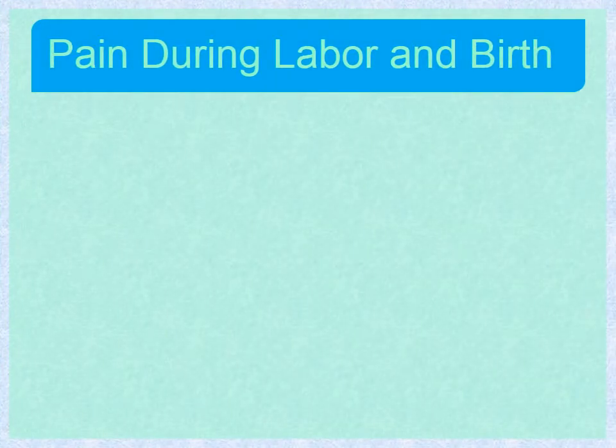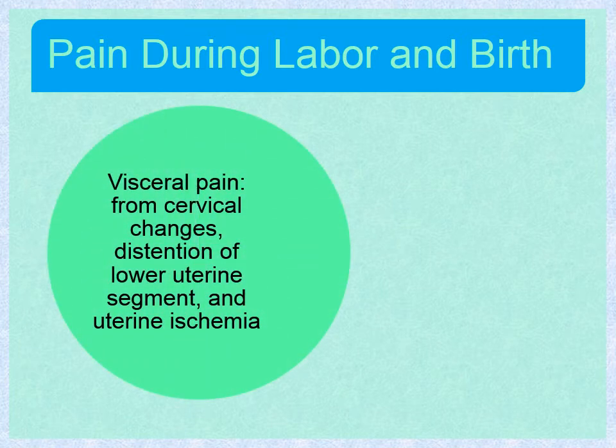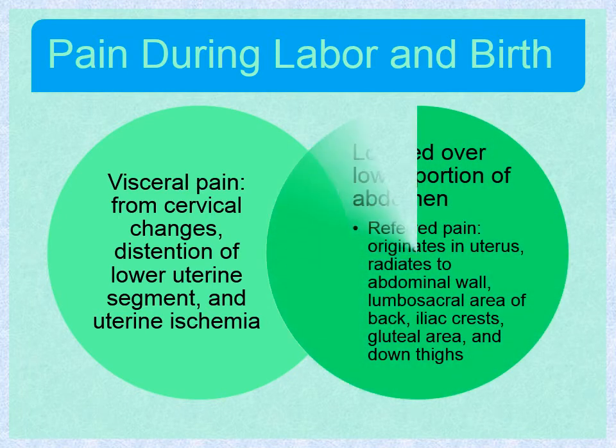Pain during labor and birth. The pain of childbirth has two neurologic origins: visceral pain from the cervical changes, distension of the lower uterine segment, and uterine ischemia. Visceral pain is located over the lower portion of the abdomen. Referred pain originates in the uterus but radiates to the abdominal wall, lumbosacral area of the back, iliac crest, gluteal area, and down the thighs.